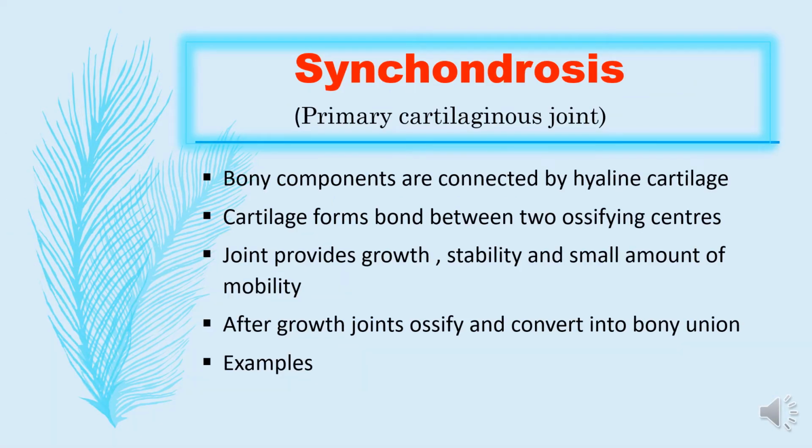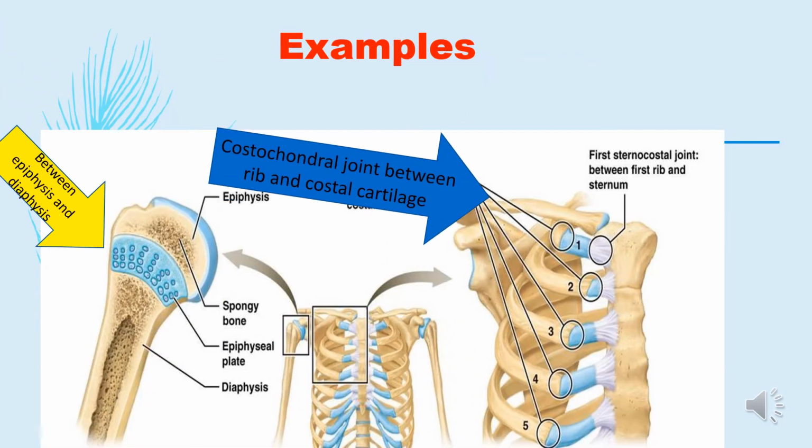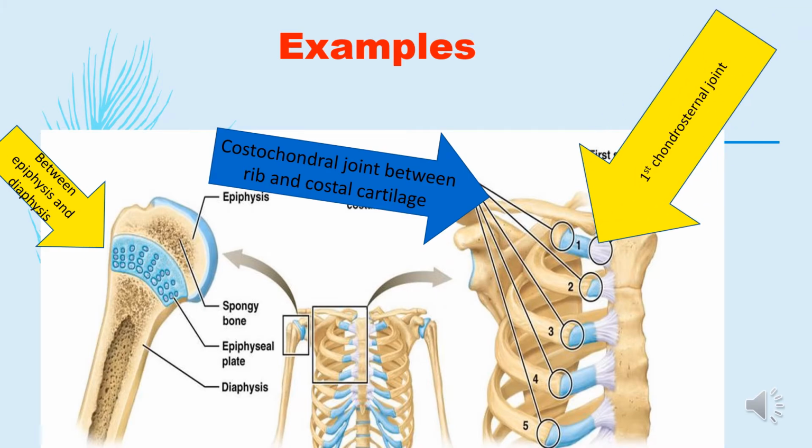Another classification of the cartilaginous joints is synchondrosis, in which bony components are connected by hyaline cartilage. And cartilage forms a bond between two ossifying centers. The joint provides growth, stability and a small amount of mobility. After growth, they ossify to convert into a bony union. The examples for the same: it exists between the epiphysis and diaphysis of the long bone where growth is taking place. It exists in the costochondral joint between rib and costal cartilage and the first chondrosternal joint.